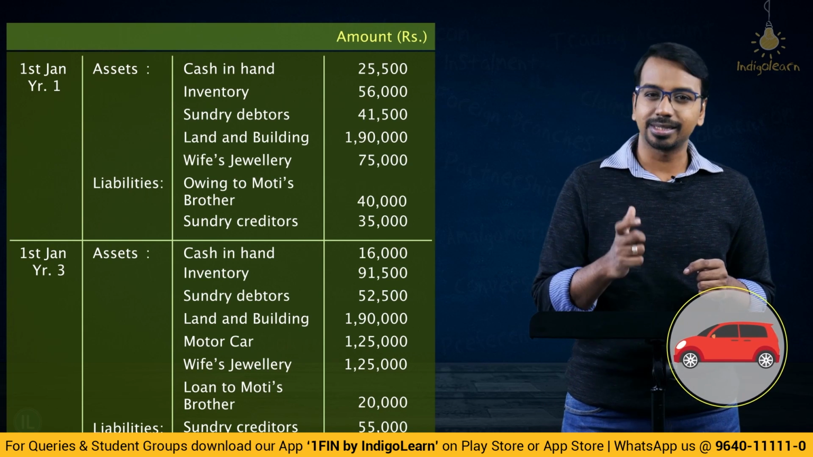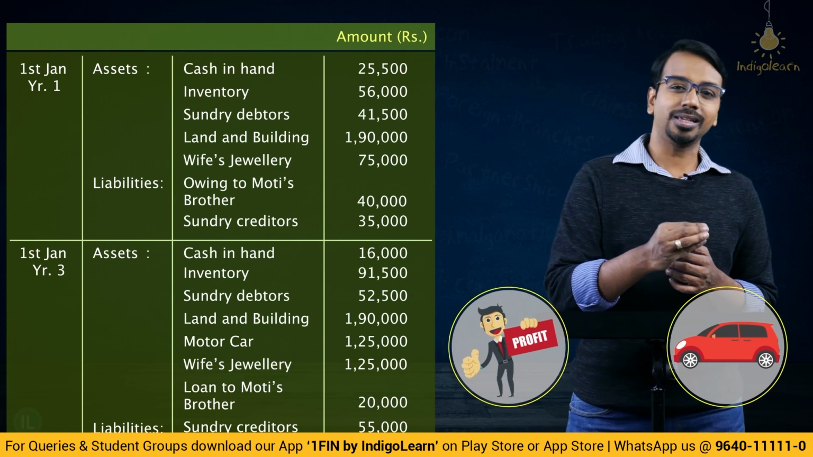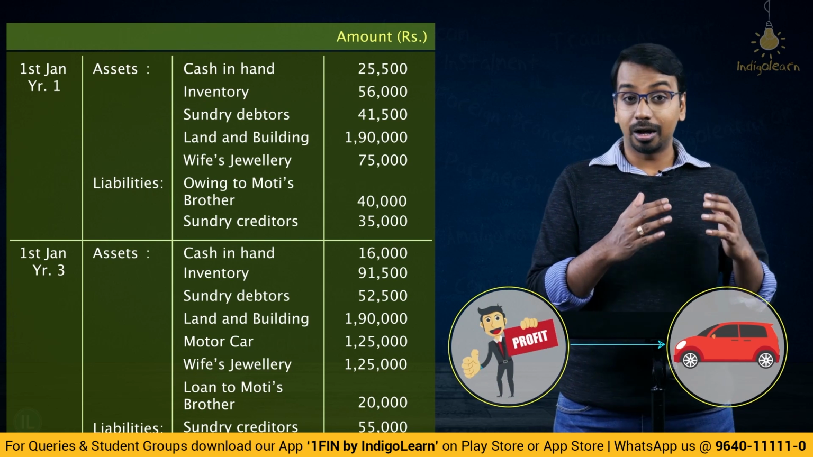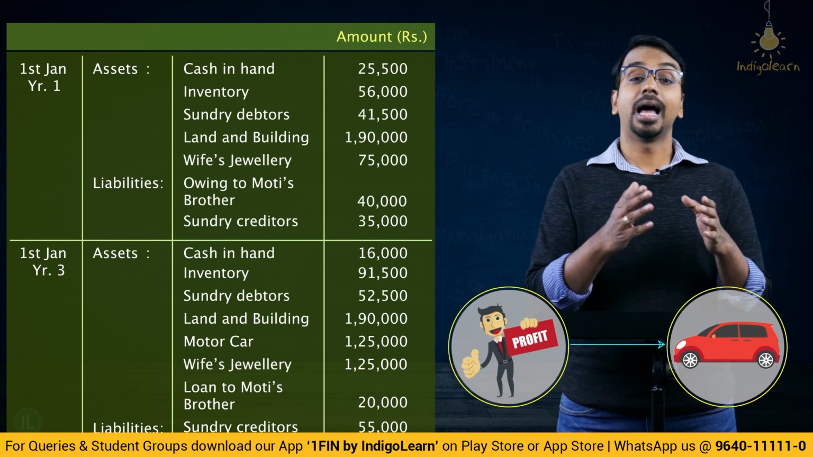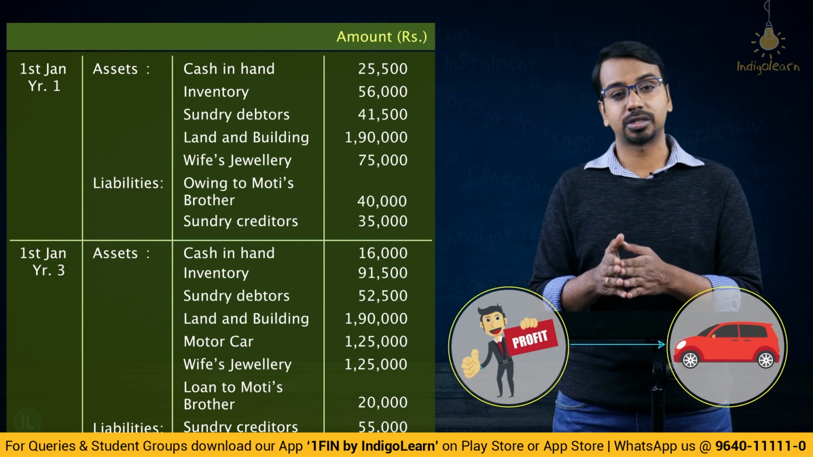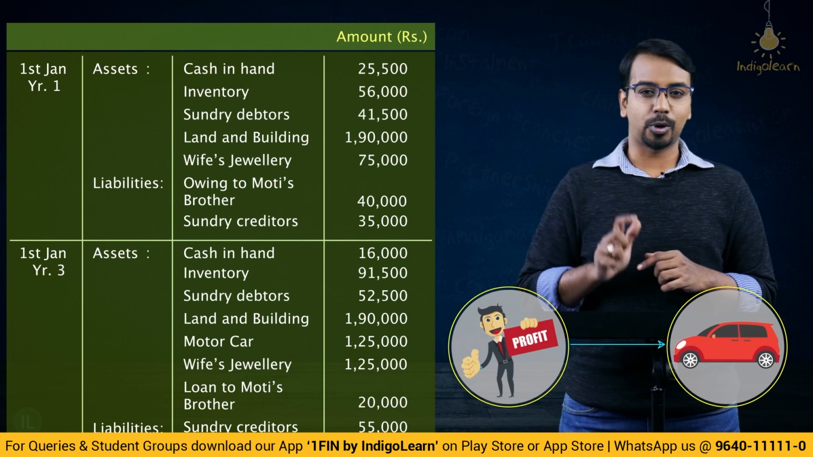Now if you purchase a car, obviously you would have made some profit. With that profit, or with the income, you would have purchased the particular car. Now with this information, we will try to figure out what was his capital balance as on 1st of January of year 1, what was his capital balance as on 1st of January of year 3, compare them and figure out what was the profit.